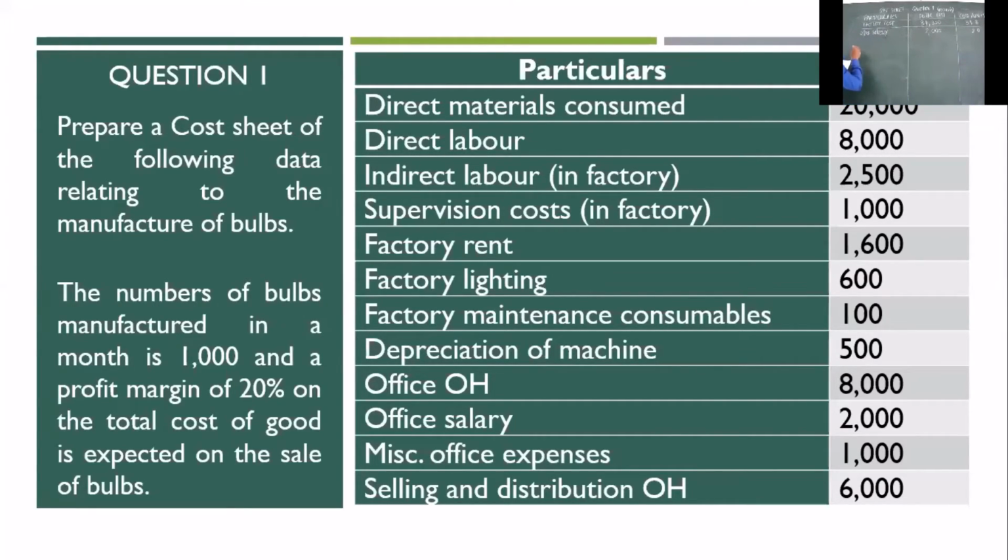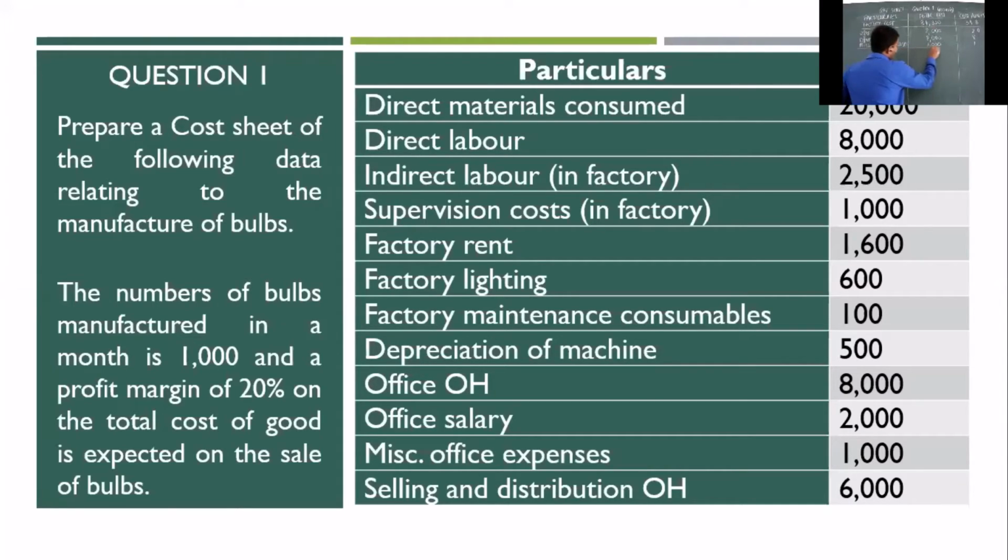Next, we have office overhead. What is given to us is that this is 8,000. This works out to be 8 rupees. Next, we have miscellaneous office expenses. This is 1,000. This works out to be 1. So we don't have any more office overheads. That brings us to the end of this.